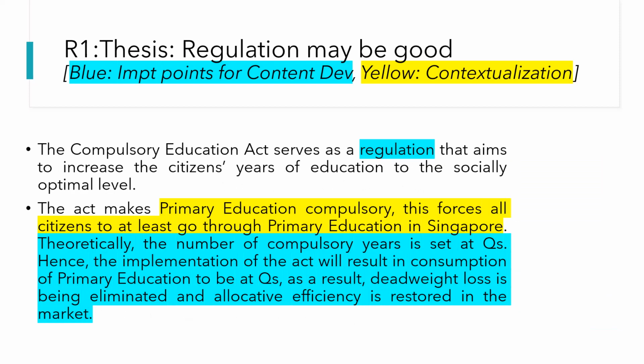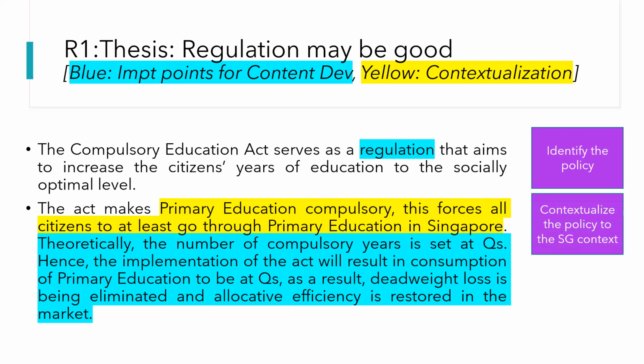So now we must explain the first requirement. Most important thing I would like you guys to take note is that we must explain the mechanism of each policy. So firstly, let's identify the policy. The policy is the Compulsory Education Act, and it serves as a form of regulation. Next, what you need to do is that you need to contextualize the policy to the SG context. This is extremely important, especially if you want to get an analytical answer or an L3 answer.